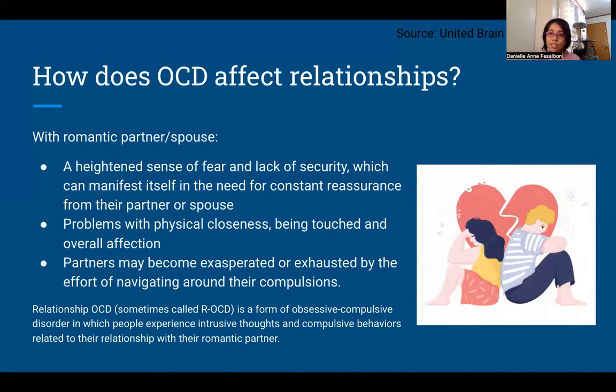Then I've also found out from my research that there is something called relationship OCD. It is a form of obsessive-compulsive disorder in which people experience intrusive thoughts and compulsive behaviors related to their relationship with their romantic partner. Like they might have thoughts of, maybe I should have a better partner, maybe I'm not right for this partner. So you can research more of that if you're interested.